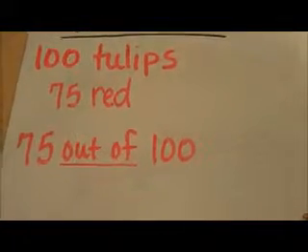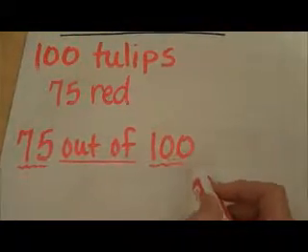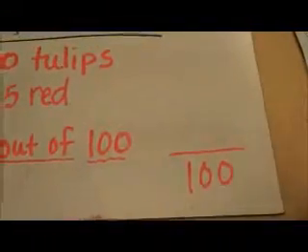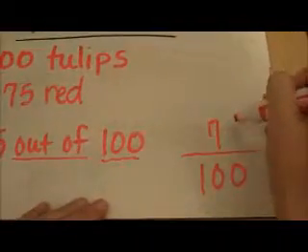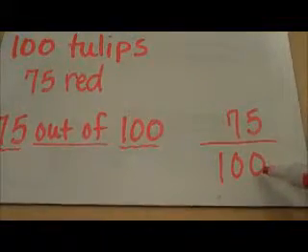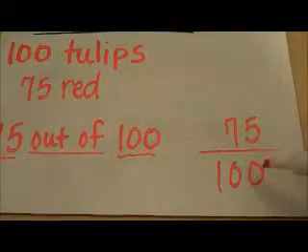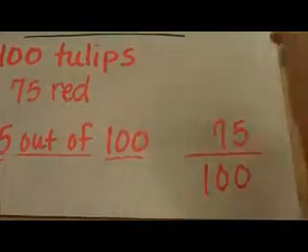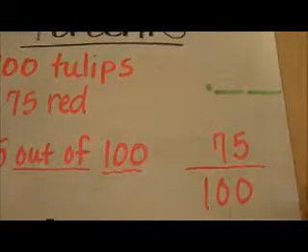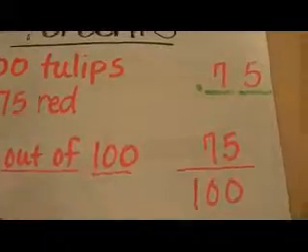We could also think of this as a fraction. If I have 75 out of 100, I know that 100 is my total. So I have 100 total, and I know that 75 of them are red. So as a fraction, this could look like 75 over 100. Well, you know fractions can also be written as decimals. So if I have 75 hundredths as a decimal, thinking back to place value, you have tenths and hundredths, and I have 75 hundredths. This is what it could look like as a decimal.